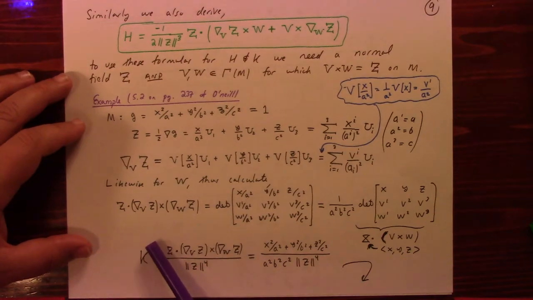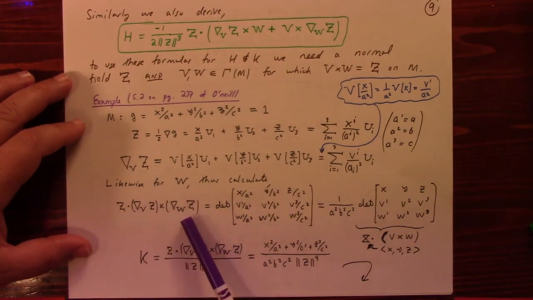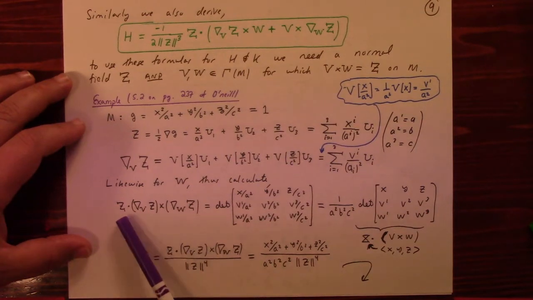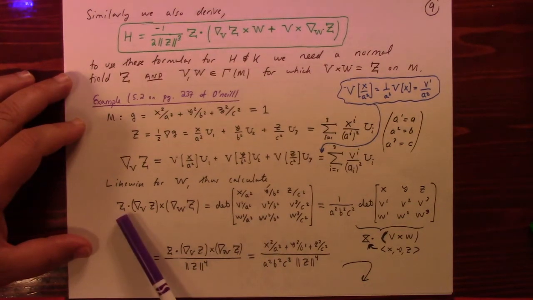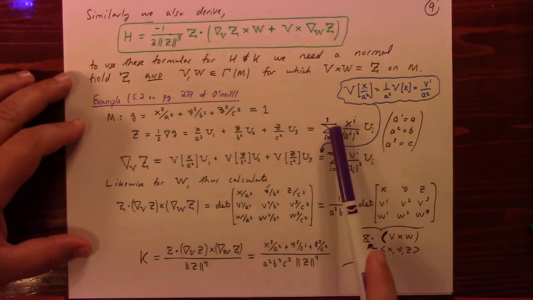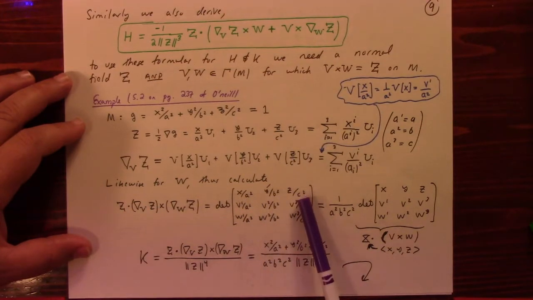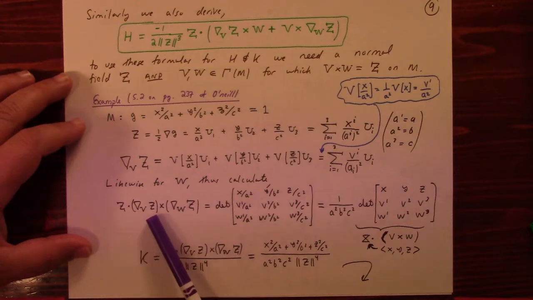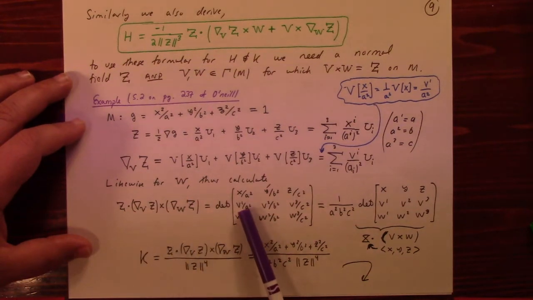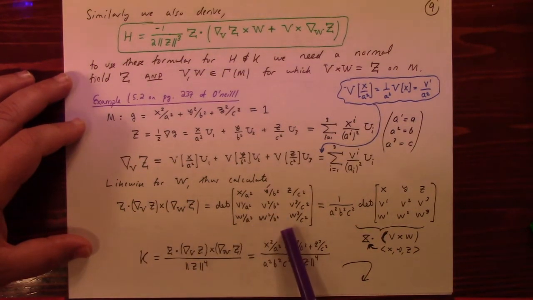And the same happens when we replace v with w. And so if you've got a dot product of a cross product, why not use the triple product formula? Woohoo! And so there it is. Z is x over a squared, y over b squared, z over c squared. Those are the components of z. The components of this guy and the components of that guy are respectively this and that.